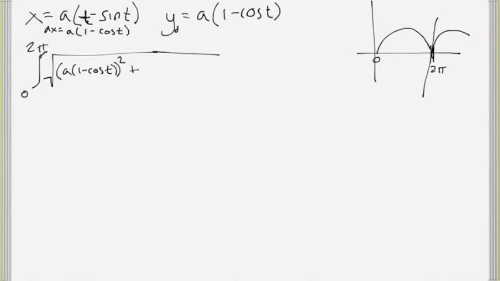Plus the derivative of y, a is a constant, it can just hang out. And then when we put it into arc length, we need to square it. These are so much better. There's a lot of trig identity stuff that can happen in this, and we're not going to do it.